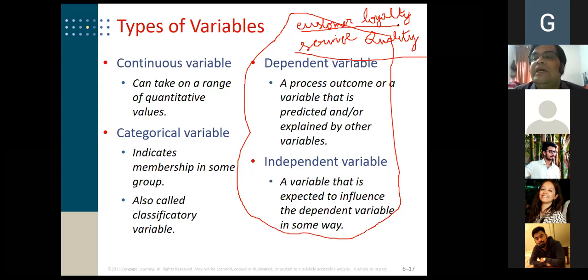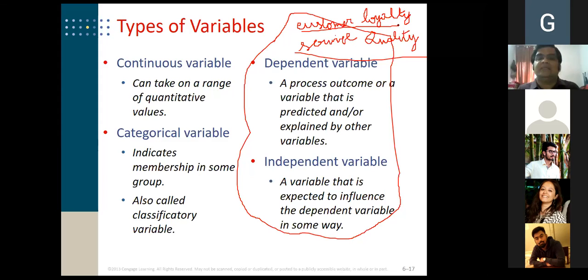I am doing research on customer loyalty, but service quality is my independent variable, right? I want to see the customer loyalty of XYZ Airlines. So a process outcome, or a variable that is predicted. What am I going to predict here? I am predicting that if I give this service quality, this will be my customer loyalty, if I can measure it in some terms. Those are different topics we'll discuss later on.